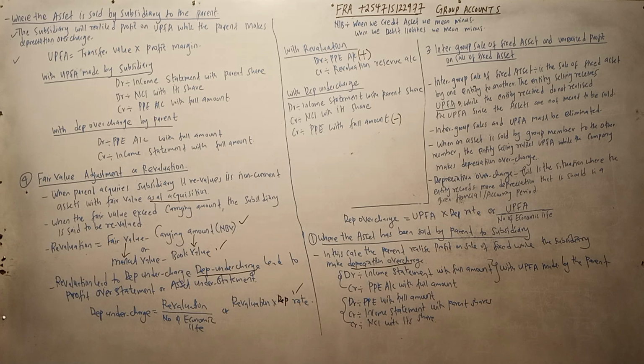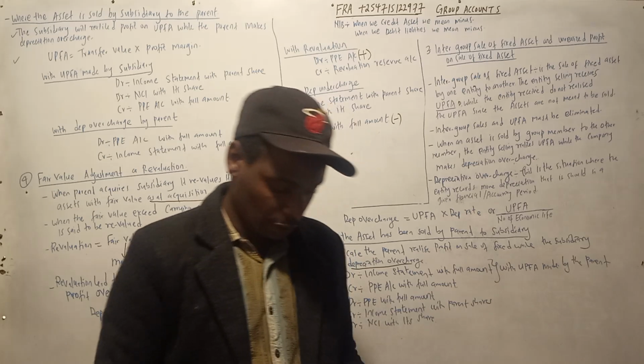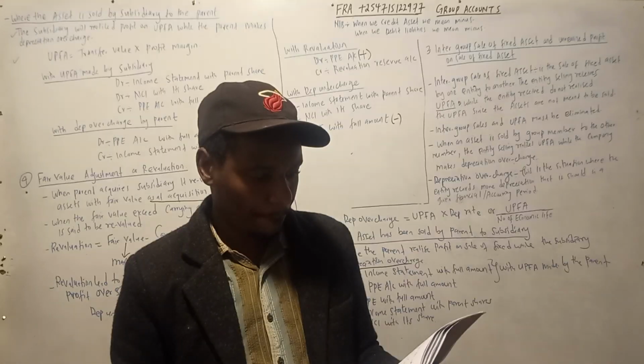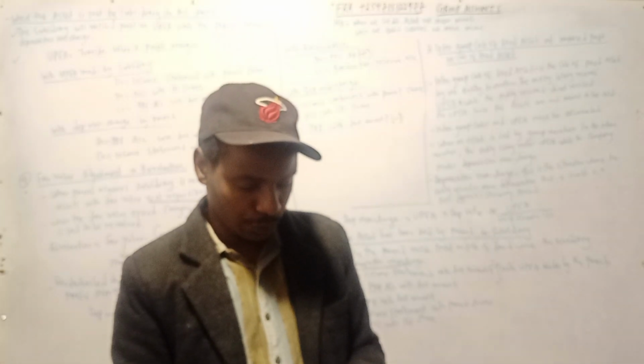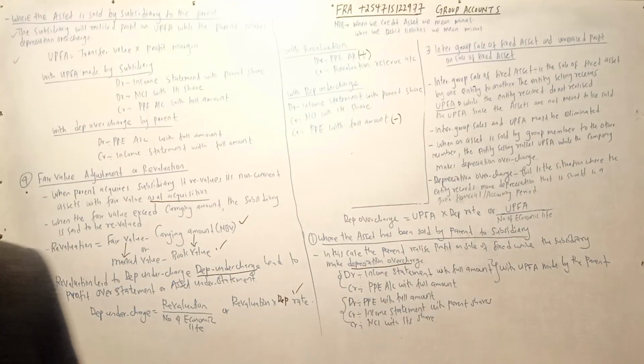But for goodwill, it can be measured either using the full method or the partial method. When we use the full method, it means the NCI is stated at its fair value. But when the NCI is not stated at its fair value, then we cannot use that method; we use the partial method. For dividends paid by the subsidiary, we shall look at that with a question, and the goodwill as well.